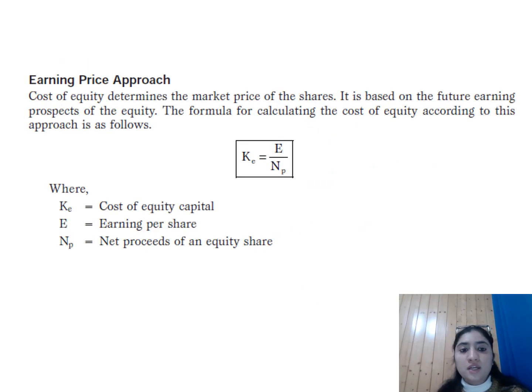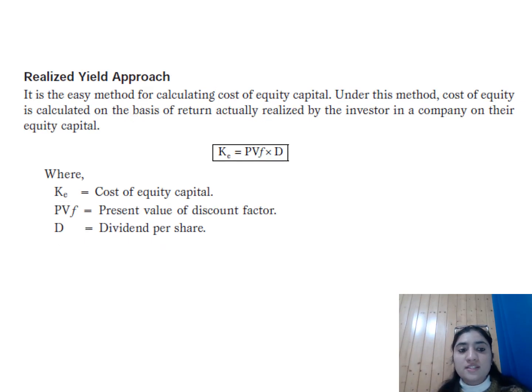Next method is earning price approach. So this determines the market price of the shares, where E represents the earning per share. The rest of the things would remain the same. However, the next method is realized yield approach. In the realized yield approach, we calculate the cost of equity capital on the basis of return realized by the investor in a company on their equity capital, that is, how much yield they will get over their investment.